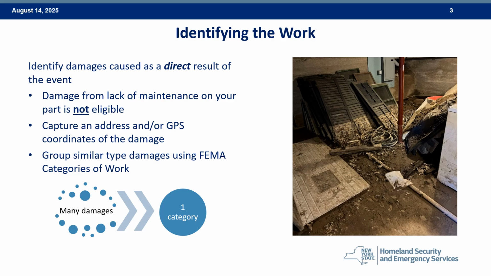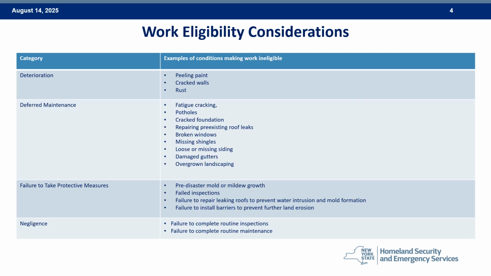Exact location information is extremely important. This will be required as the process moves along, so it is better to capture it early. Grouping similar types of damages using FEMA's categories of work is the most efficient way to organize your damage assessment. It will prevent you from omitting damages you have documented along the way and give you a look at the different qualifying costs.